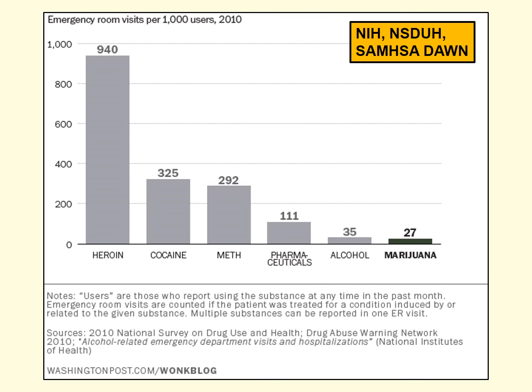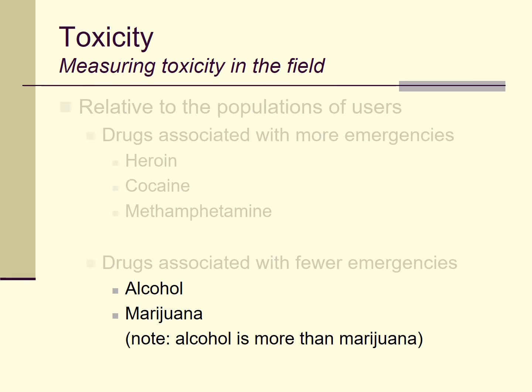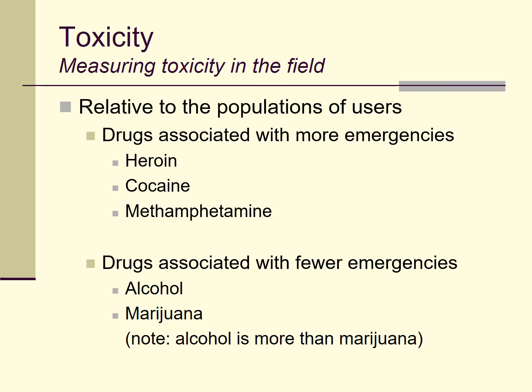To simplify things, what we could say: the relative population of users. When we think relative to the population of users, there are some drugs which are associated with more emergencies or more emergency room visits. Drugs like heroin and cocaine and methamphetamine. Again, relatively small total populations of users. Not that many people use methamphetamine, for instance, but within that population, a fairly large number of people end up having medical problems and going to the hospital.